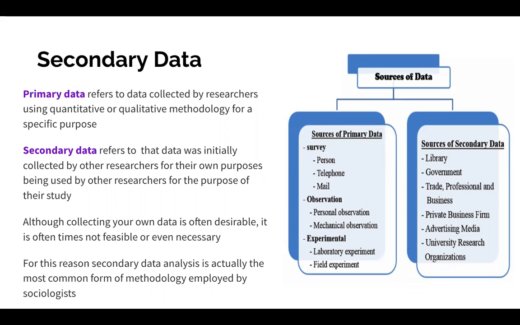Primary data refers to the data collected by researchers using either quantitative or qualitative methodology for their specific purpose, for their study. Secondary data refers to data that was initially collected by other researchers for their own purposes, or by other organizations or institutions for their own purposes. And now it's being used by a different researcher for the purpose of their study. So secondary data is data that you did not collect yourself, but that you are nevertheless going to be using to answer and address your research study question.